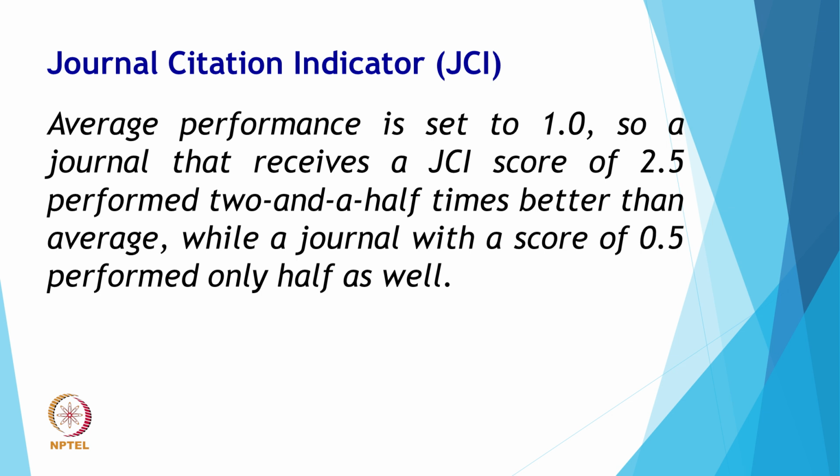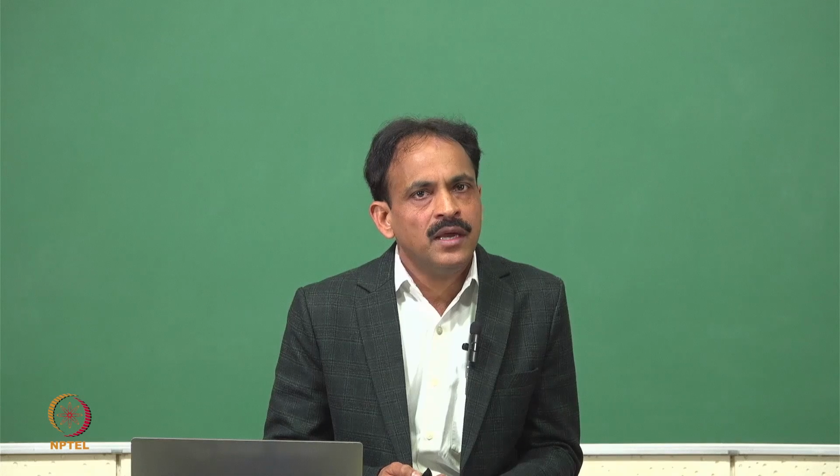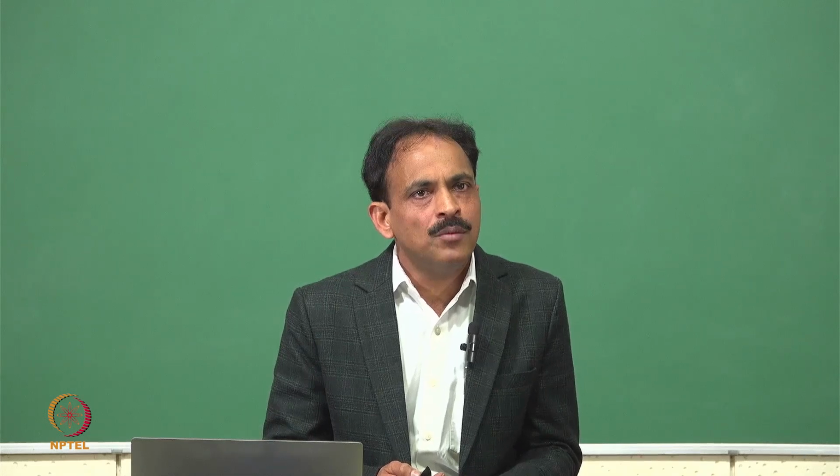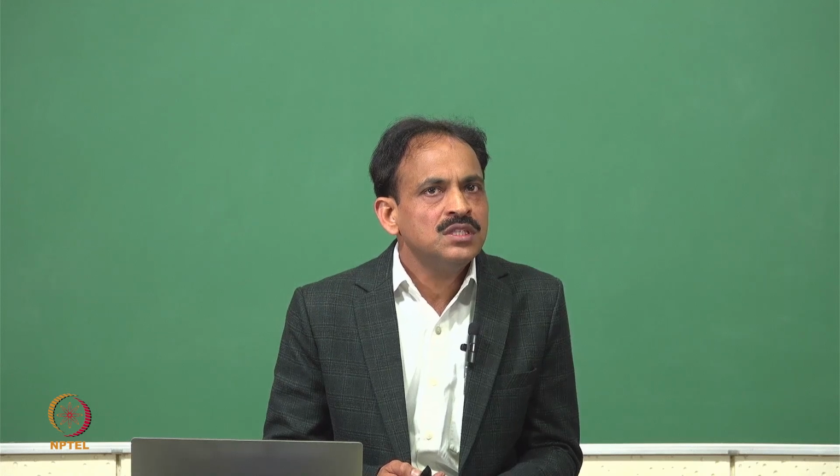A journal citation indicator above 1.0 means that the journal performs better than average, with 2.0 indicating the journal performs twice as well as average, and 0.5 indicates that the journal performs half as well as the average. So the journal that received a JCI score of 2.5 performed 2.5 times better than average. So these are some of the indicators in JCI.